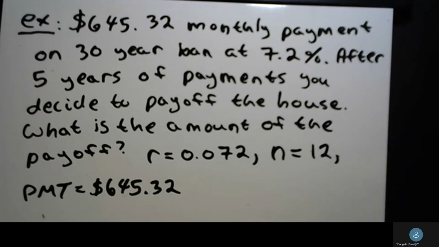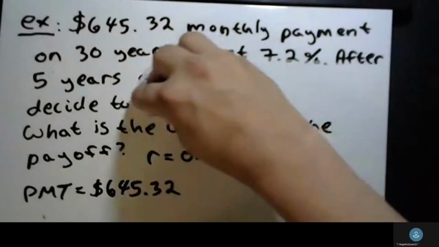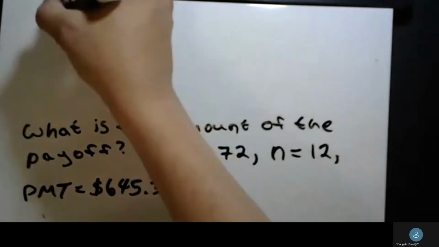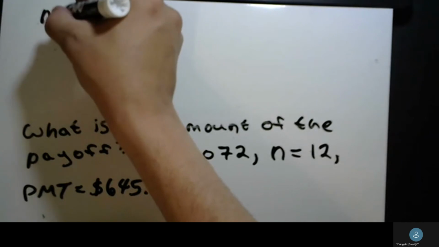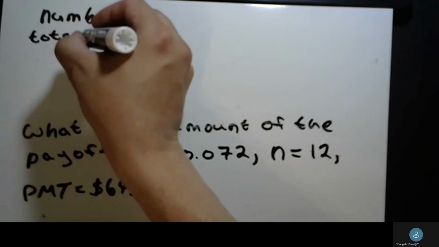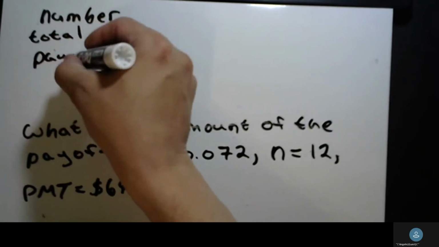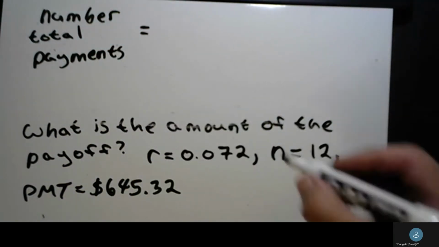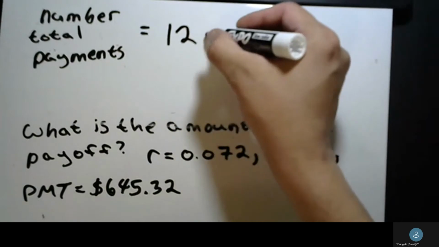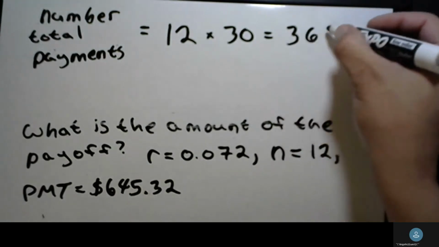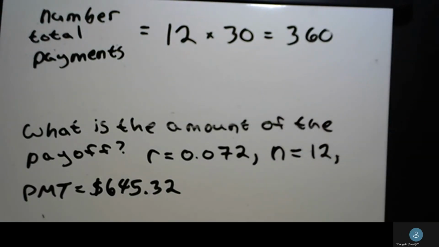And then the last thing we need is U. Now, the capital U, well, the total number of payments: we're making 12 payments per year. We're doing this for 30 years. So in this problem, that's 360 total payments.